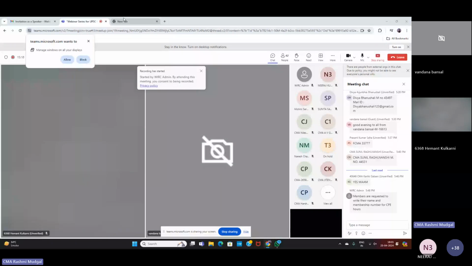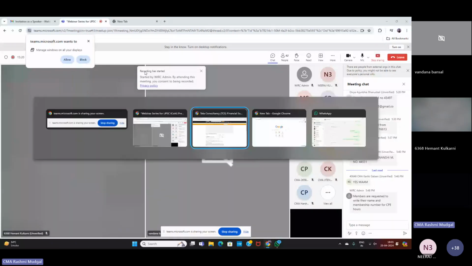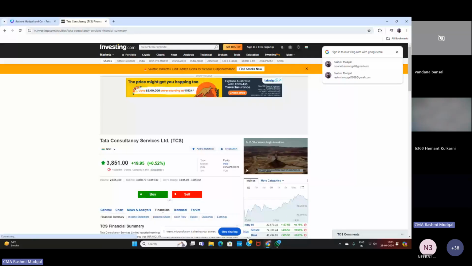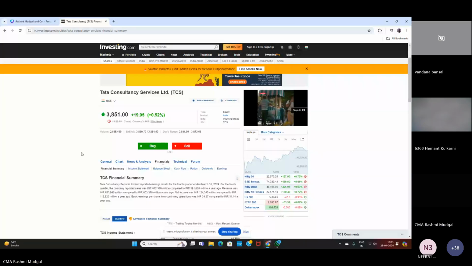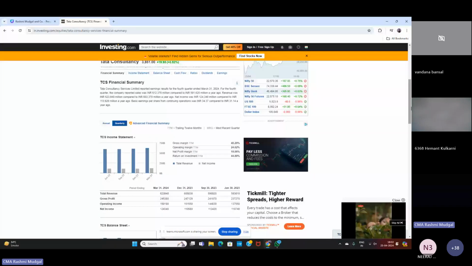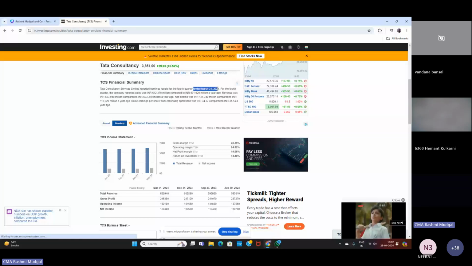Okay, so I am taking you to Tata Consultancy Services Limited, where I will show you how the financial analysis works as a chart. So this is the TCS financial summary, where we can see that Tata Consultancy Services reported earnings for the quarter of 31st March 2024, the fourth quarter.